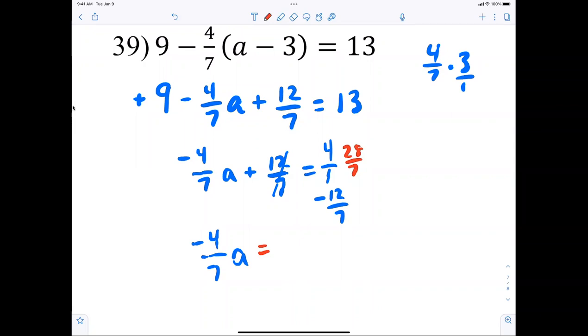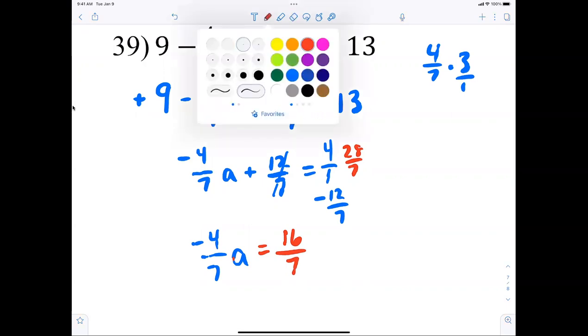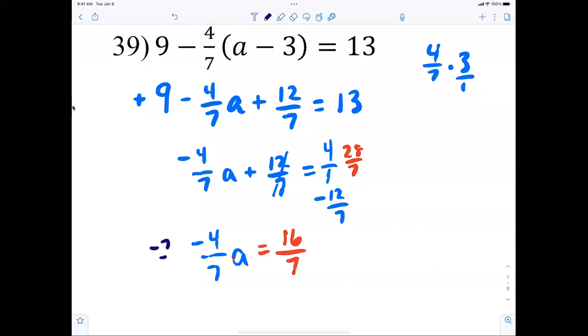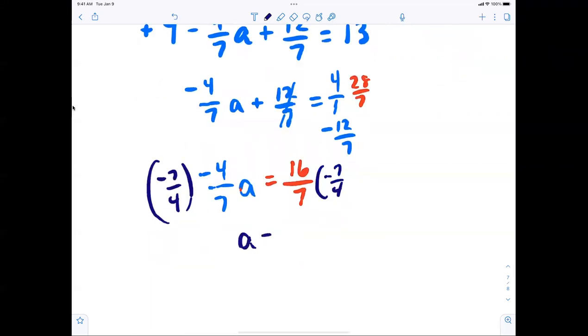28 minus 12. No, you're subtracting, right? So 28 minus 12 is what? Yes. I'm happy with you on that. Now I have to multiply by the what? Yep, now we're going to multiply by the reciprocal, which is negative 7/4. So we're going to do negative 7/4. Yep.